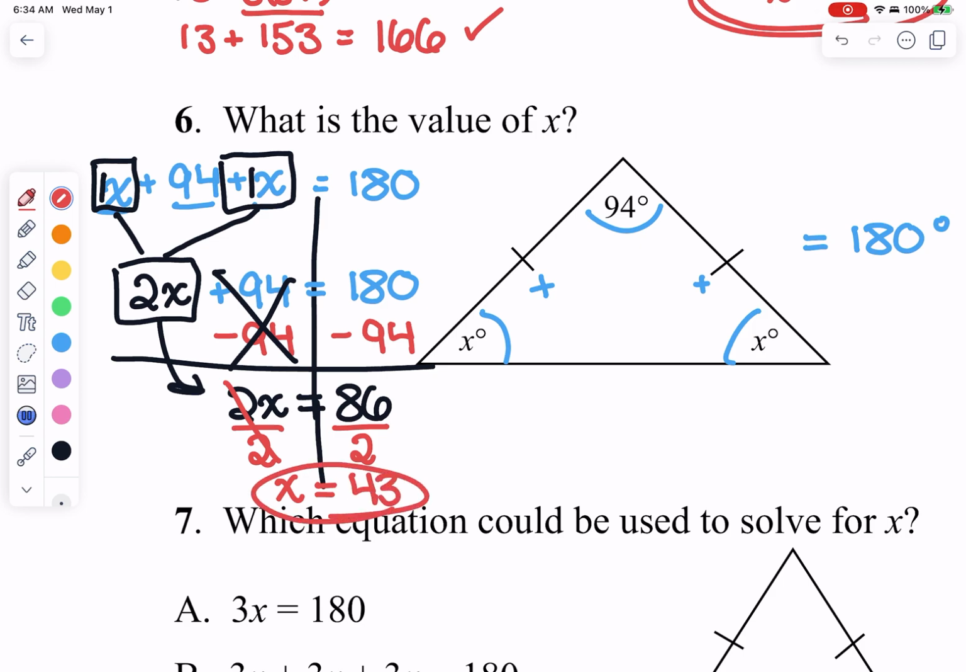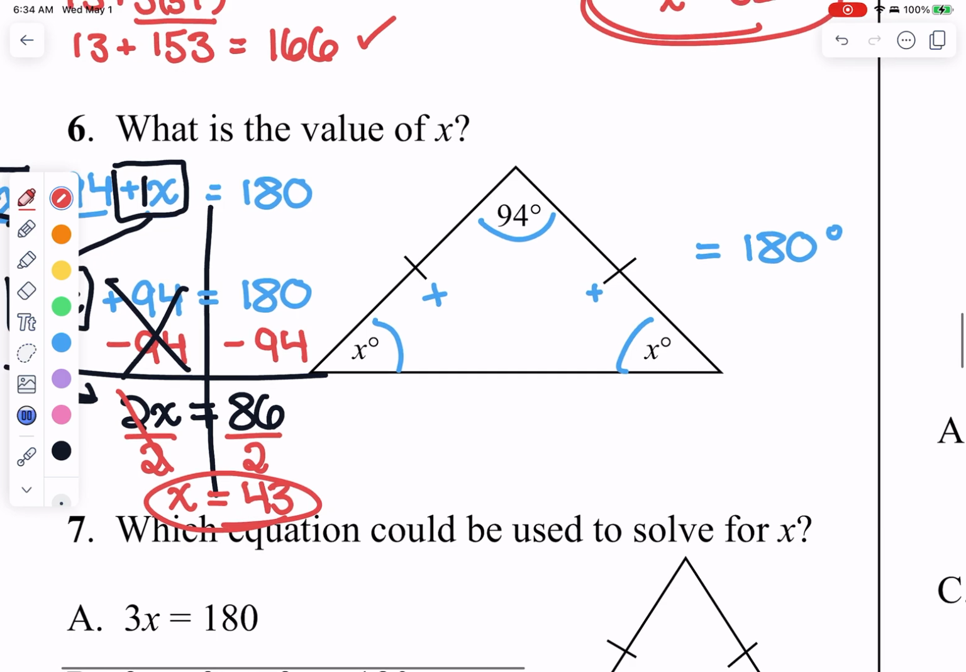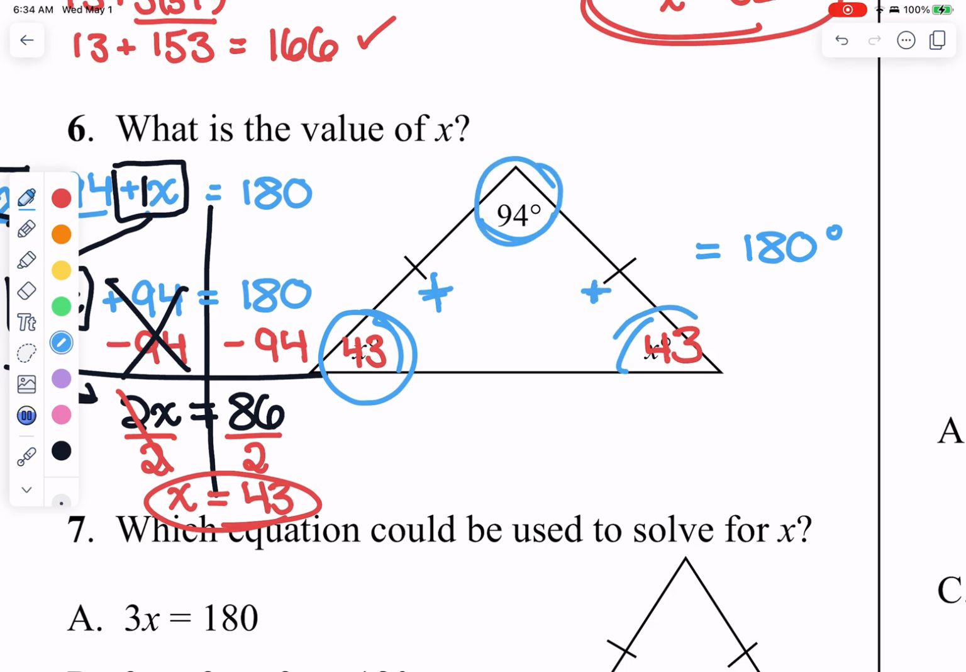How can I check I'm right, Miss Majorana? Oh my gosh, that's an awesome question. Right here, I have just an x. I know that x equals 43 now. Over here, I have just an x. Well, x equals 43. Using our calculators, 43 plus 94 plus 43, all equal 180. Check mark, smiley face, moving on with our lives.